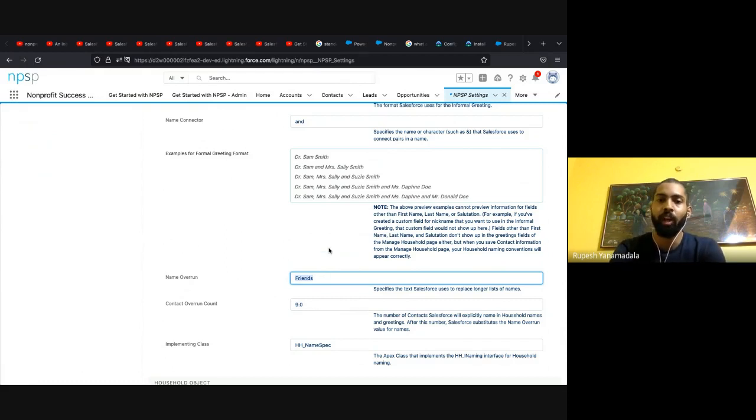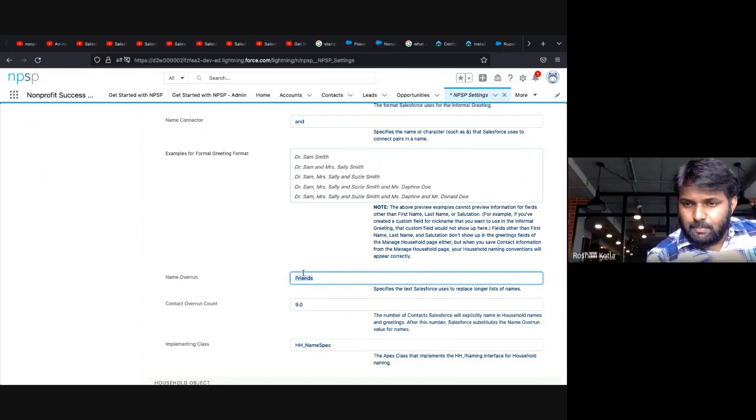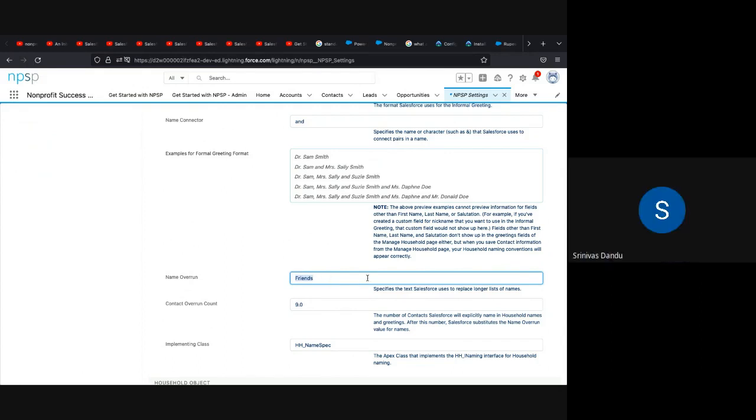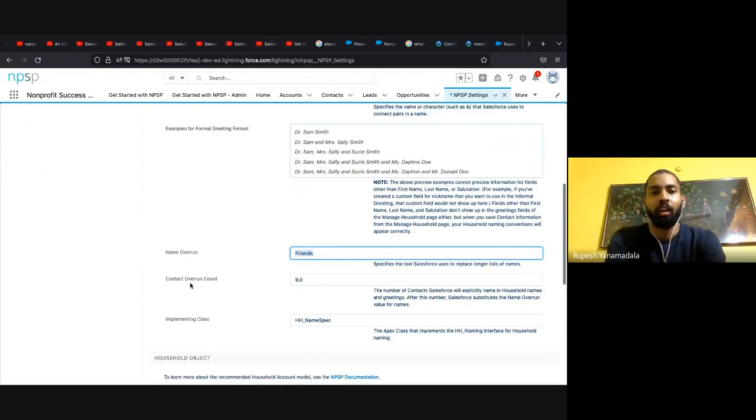It can replace a long text. Suppose a household has 10 or so contacts. Whenever they send an invitation, they cannot specify each and every contact name, right? So instead they just write one name and say and friends or family. Contact overrun count is how many contact names should be specified in a household name for greetings. Here we can use 9. It is auto set to 9, but the default value is 2.